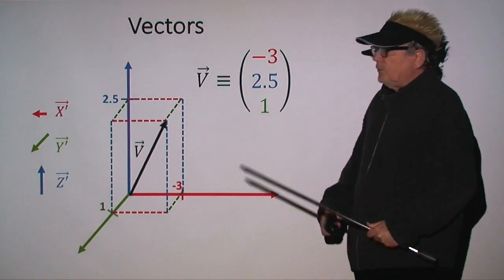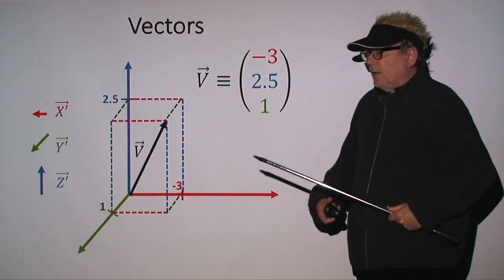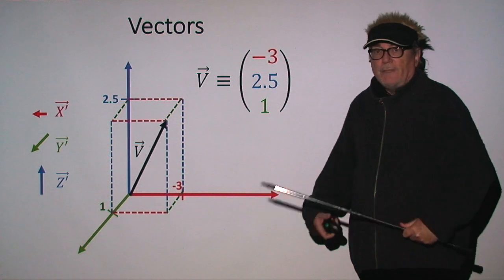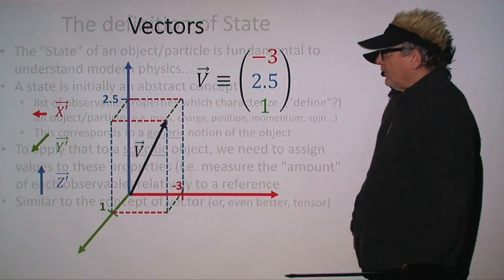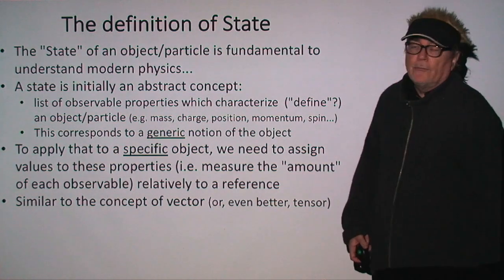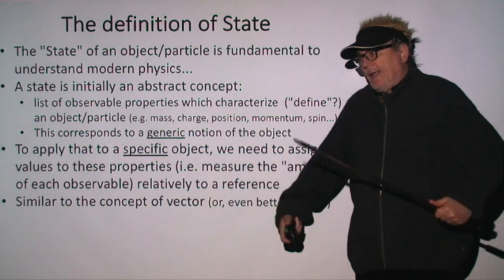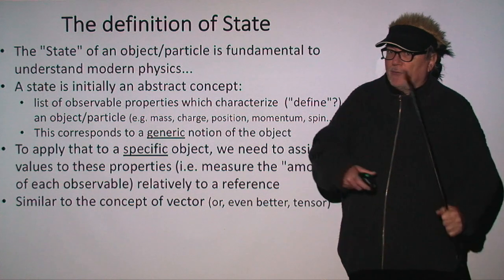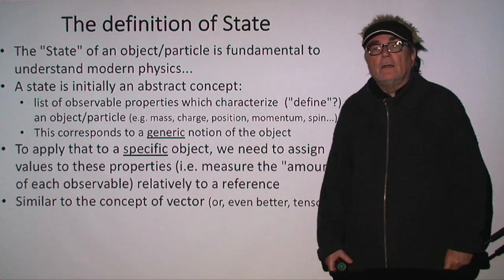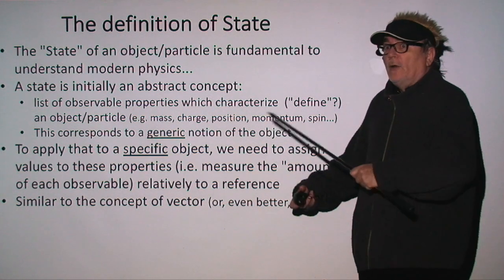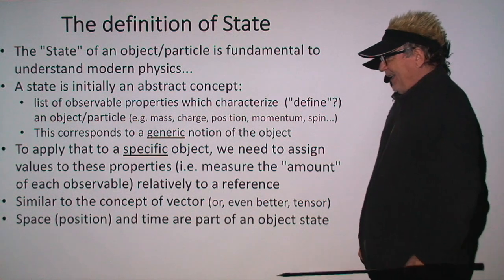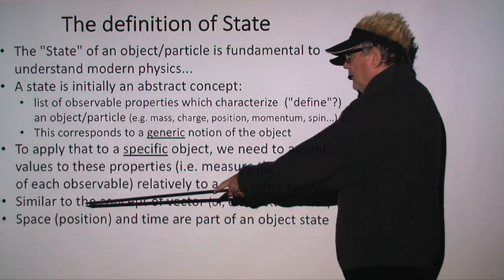So again, when you go to specific things, you always have to take into account a reference. Okay? This is what I meant by similar to the concept of vector, because that's the case for the state as well. And again, this is why the isomorphic equivalent to a state in the physical world will be a vector in the mathematical world. So funny.